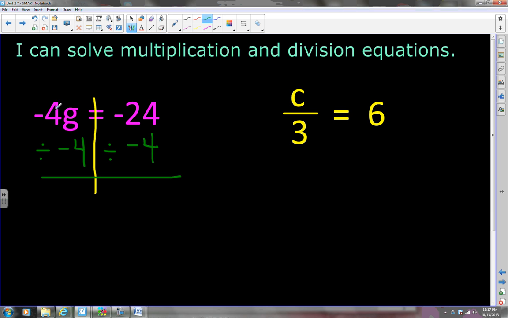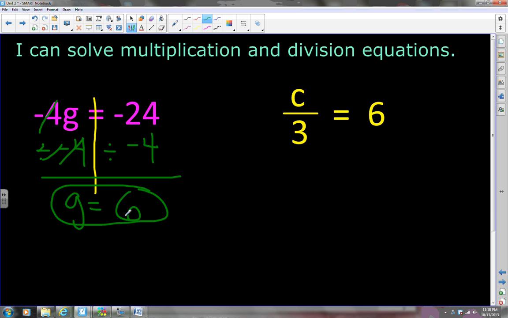Now when I work this out, these -4's cancel because multiplying and then dividing by a number just really leaves us the number that we started with. So on this side I have g. On this side I've got -24 divided by -4. And remember, a negative divided by a negative, that's the same sign. So my answer is 6.